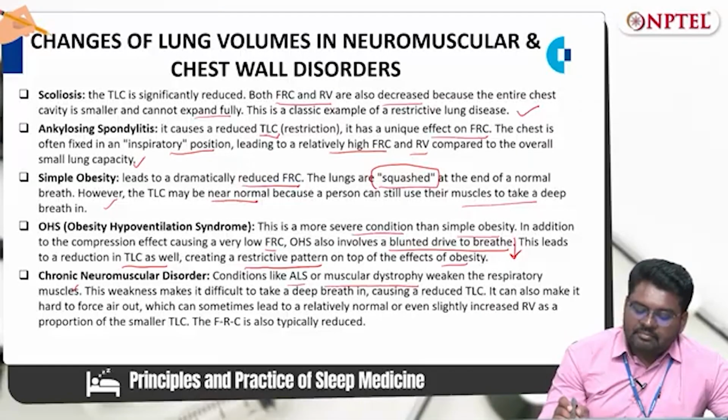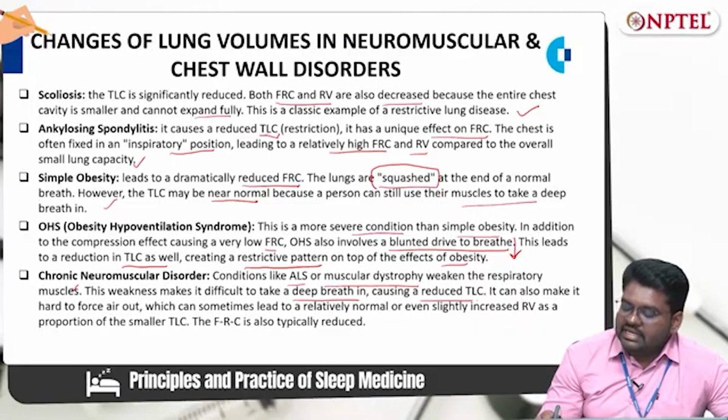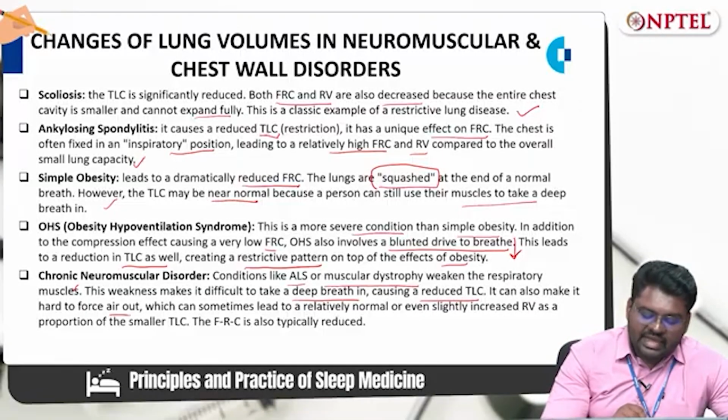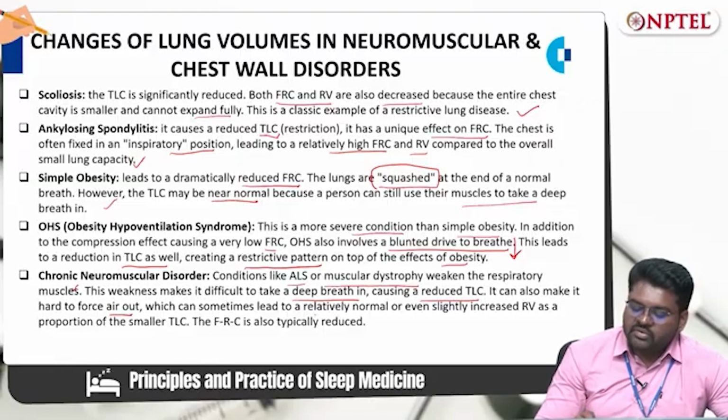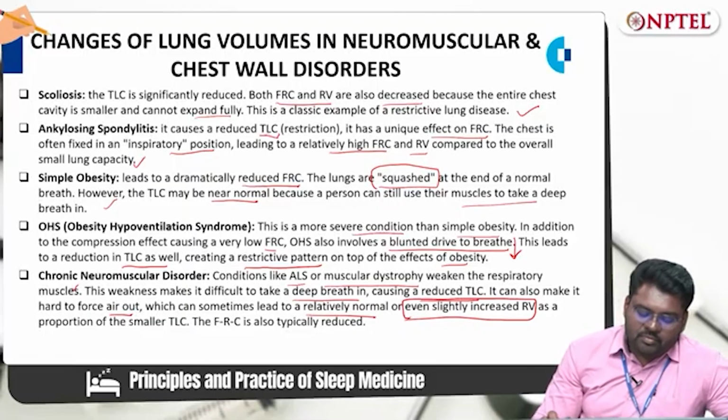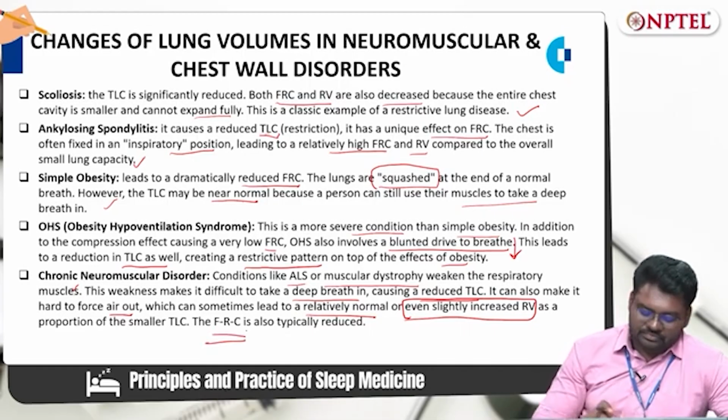This weakness makes it difficult to take a deep breath, causing a reduced TLC. It can also make it hard to force the air out, which can sometimes lead to a relatively normal or even slightly increased residual volume. As a proportion of the smaller TLC, the FRC is also reduced.